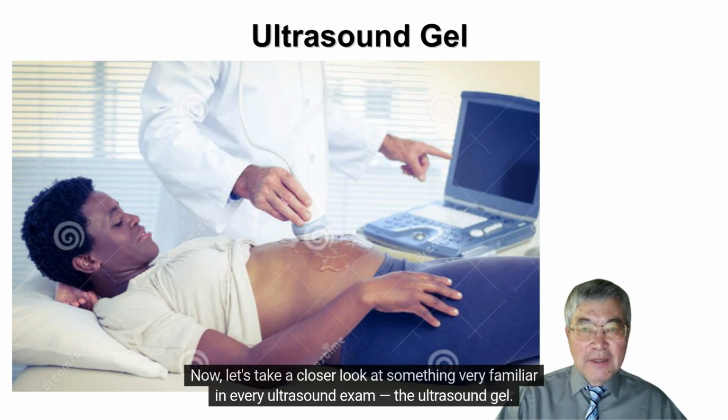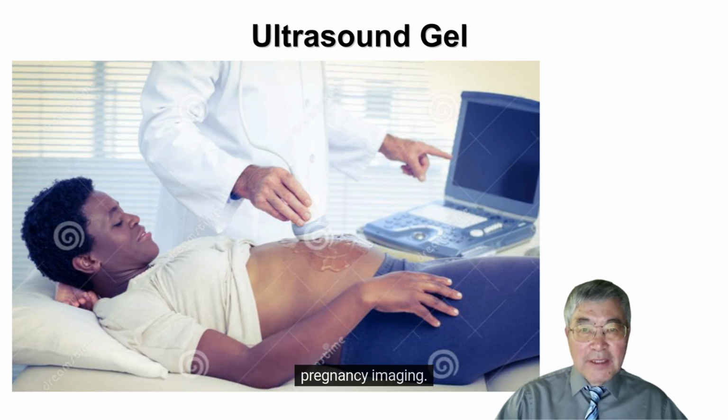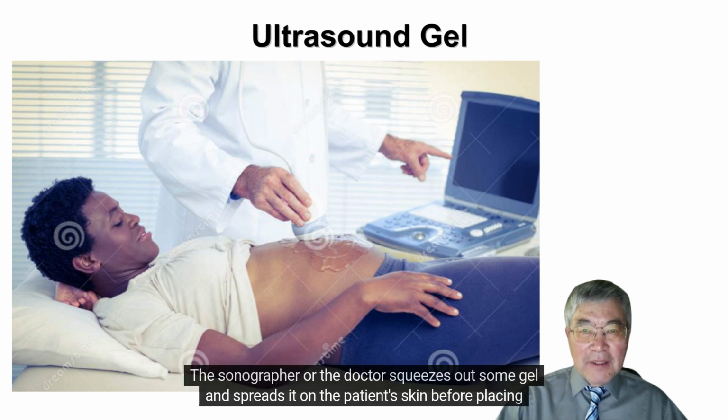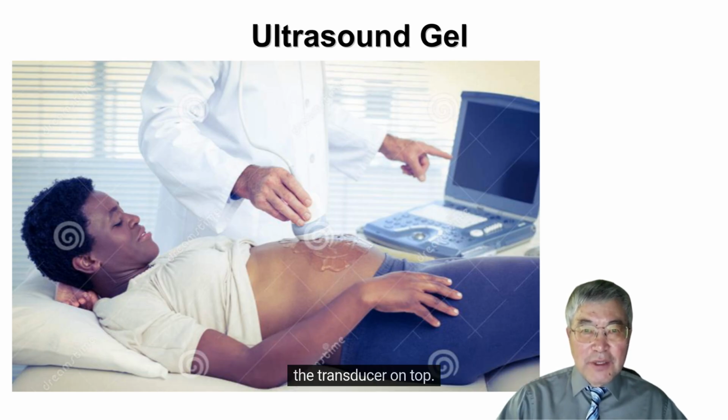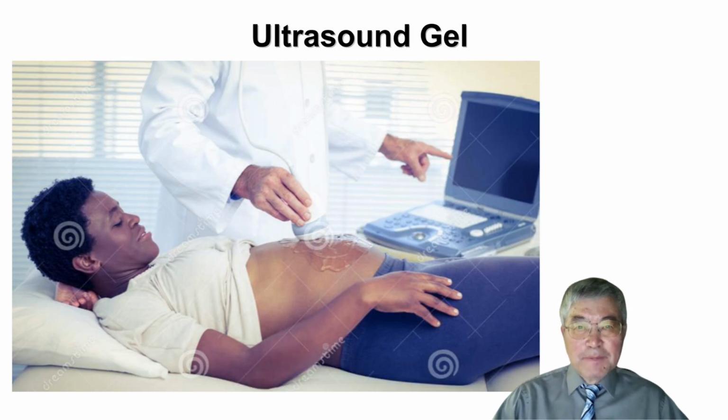Now, let's take a closer look at something very familiar in every ultrasound exam, the ultrasound gel. You've probably seen this many times during a scan, whether it's for the abdomen, the heart, or during pregnancy imaging. The sonographer or the doctor squeezes out some gel and spreads it on the patient's skin before placing the transducer on top. It may seem simple, but it actually plays a crucial physical role in ultrasound imaging.